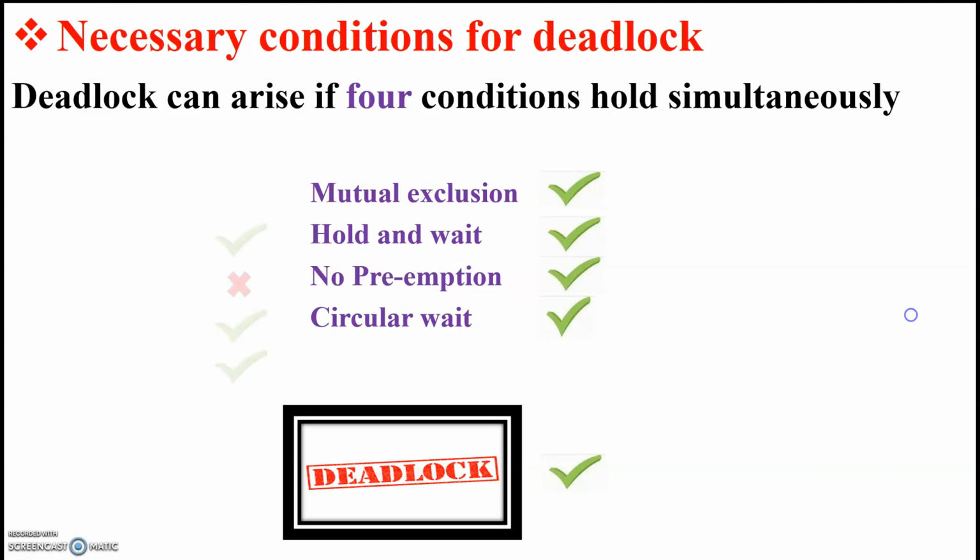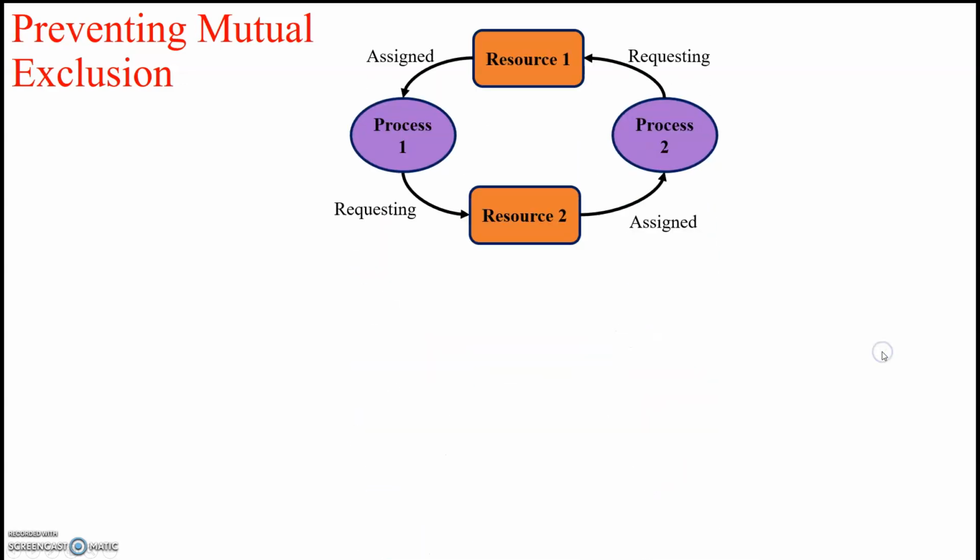But if we are successful in avoiding at least any one condition, then the system will not be in a deadlock state. So how to prevent these conditions? Let us look into this. The first one is how to prevent the mutual exclusion condition.